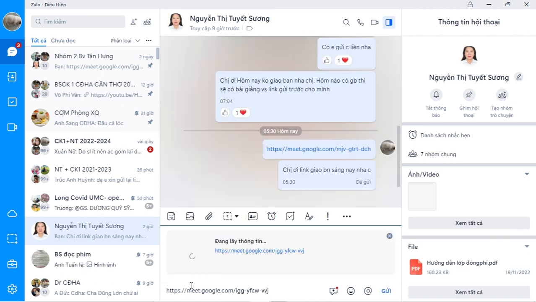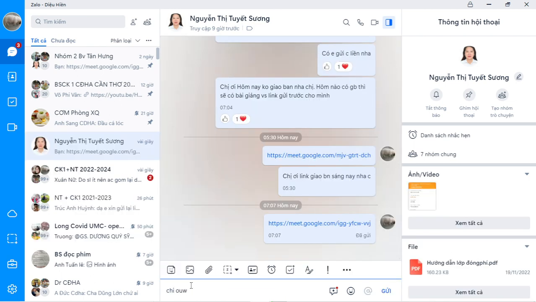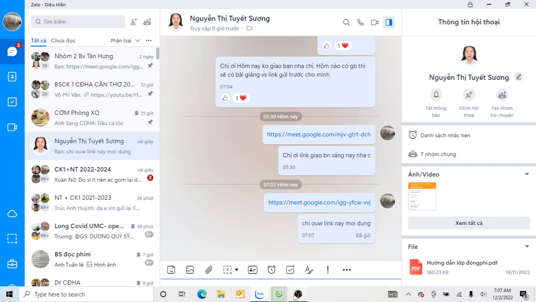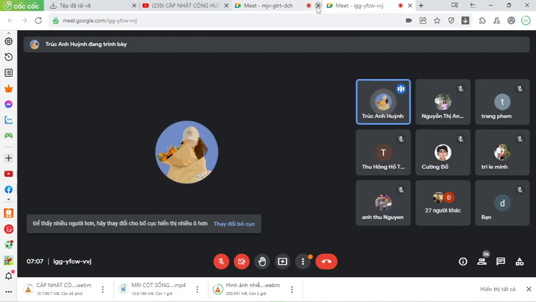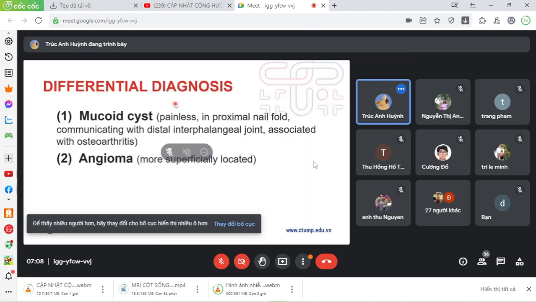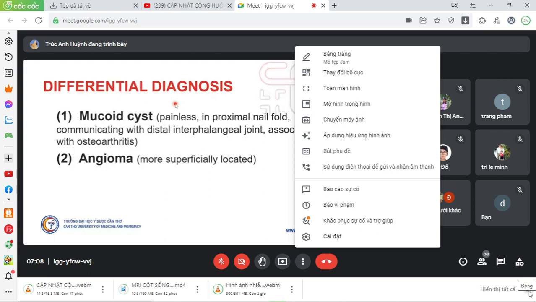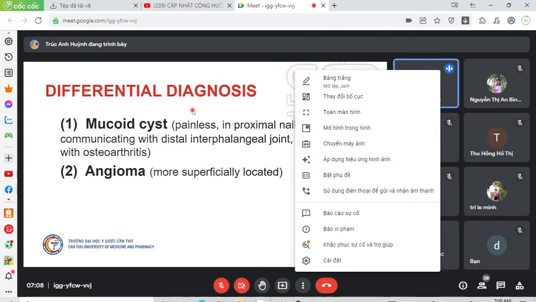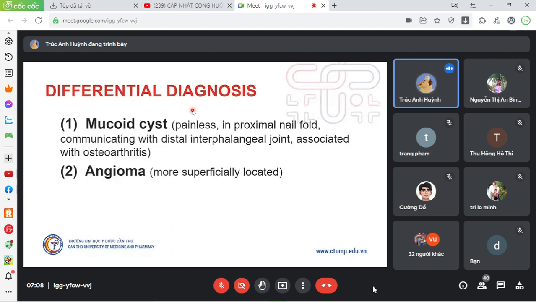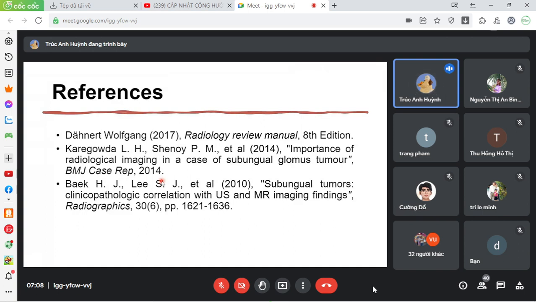Erosion at the first detour on sagittal T2 measure the tumor high signal intensity, and on sagittal post contrast image the tumor shows prominent, quick and homogeneous enhancement pattern. And the last, differential diagnosis: mucoid cyst, communicating with distal interphalangeal joint, associated with osteoarthritis, and myoma, more superficially located. And these are my references.